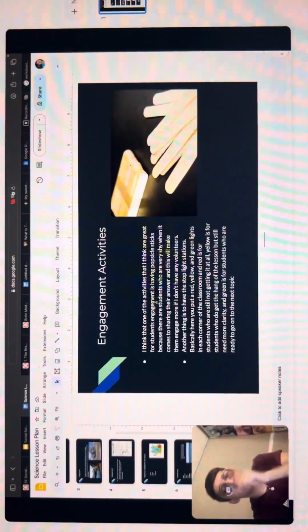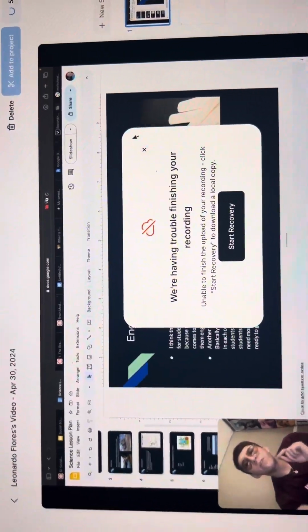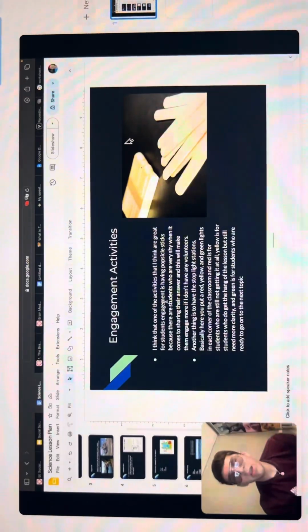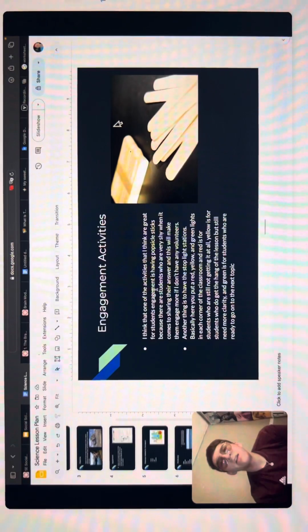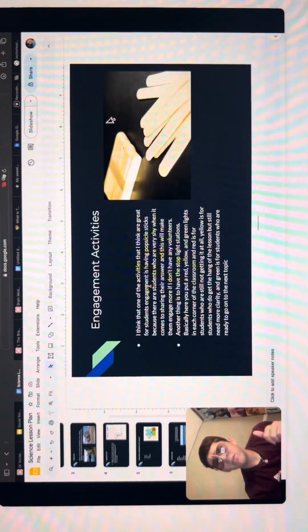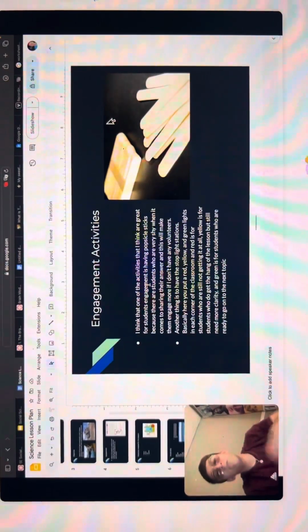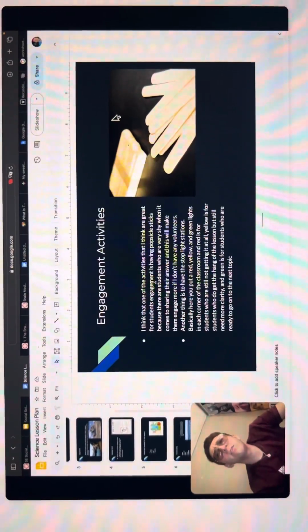Another activity I have is the stoplight stations. For example, red. If there are students at the red station, it's because they don't get it at all and they didn't understand the lesson. When they're at the yellow station, it means that they kind of get it but still need help. And the green station means that they are ready to go on to the next topic. They don't have any questions and they got the hang of it.